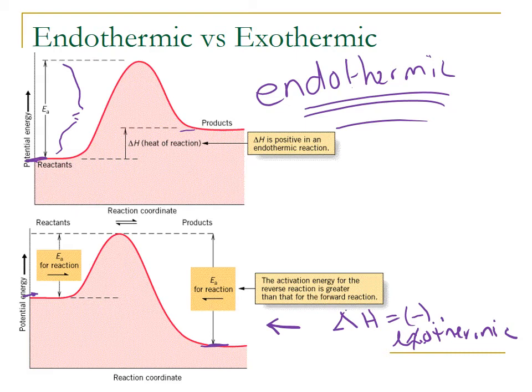Now again, this could be a forward and reverse reaction. So if you flipped that diagram around, it could actually be the same type of thing, where it's likely for that reaction to occur in one direction but not the other.